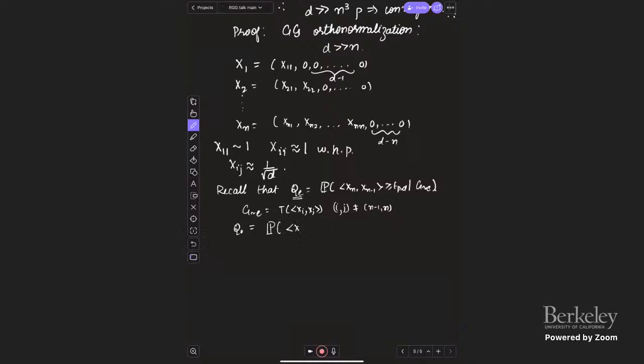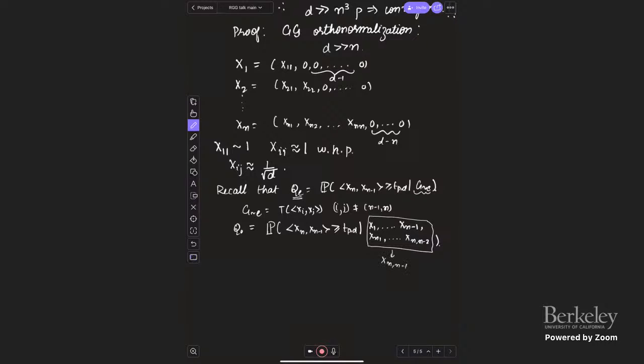Q naught is the probability of ⟨xn, xn−1⟩ being greater than or equal to TPD, given x1 to xn−1 and ⟨xn, x1⟩ to ⟨xn, x(n−2)⟩. If we explicitly compute the inner products here, we can show that knowing all these numbers gives us the information on G tilde E, but not vice versa. What is conspicuously missing here is ⟨xn, x(n−1)⟩.